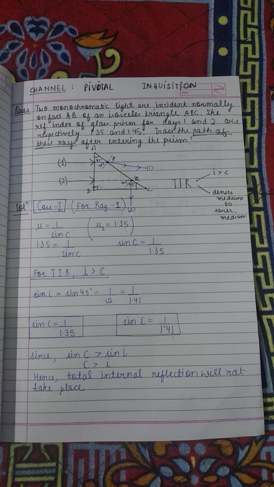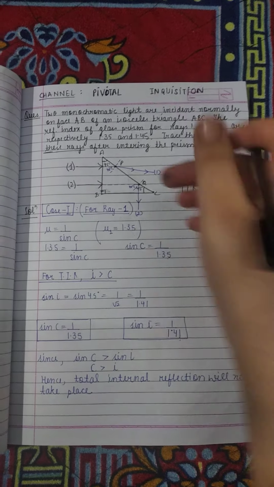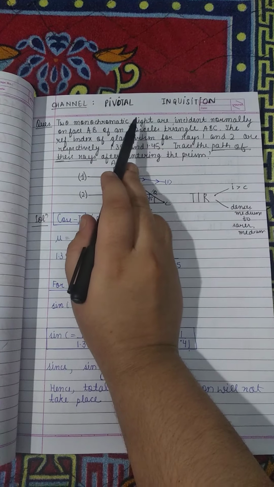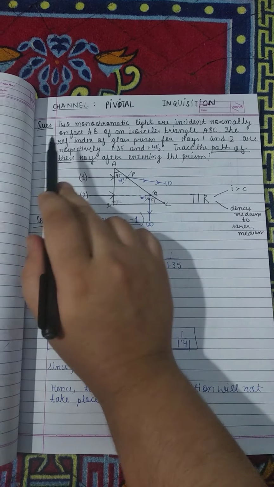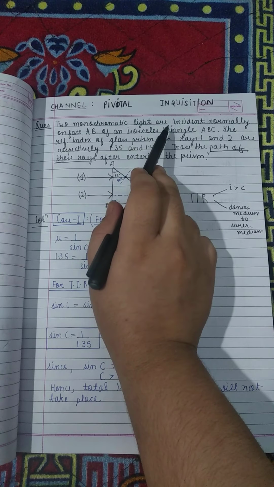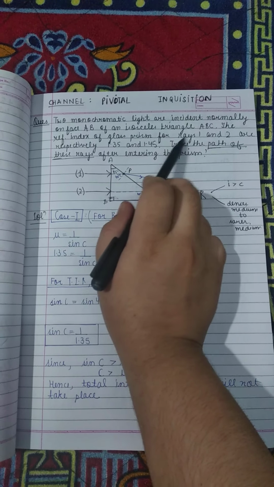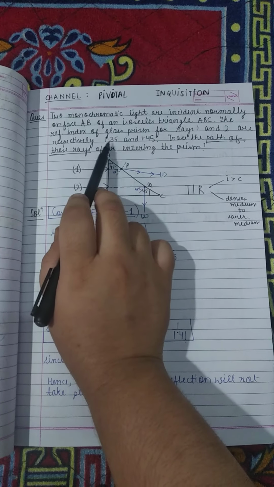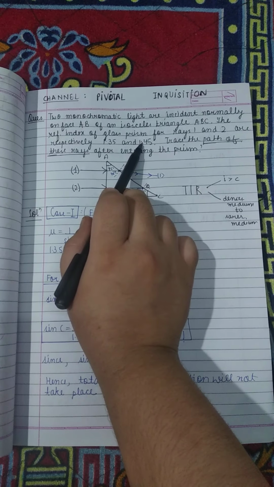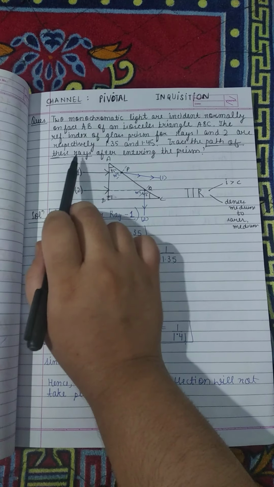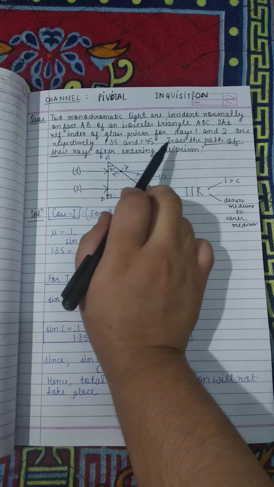So now let's have a look at the question. The question says, two monochromatic lights are incident normally on the face AB of an isosceles triangle ABC. The refractive index of a glass prism for ray 1 and ray 2 are respectively 1.35 and 1.45. Trace the path of these rays after entering the prism.